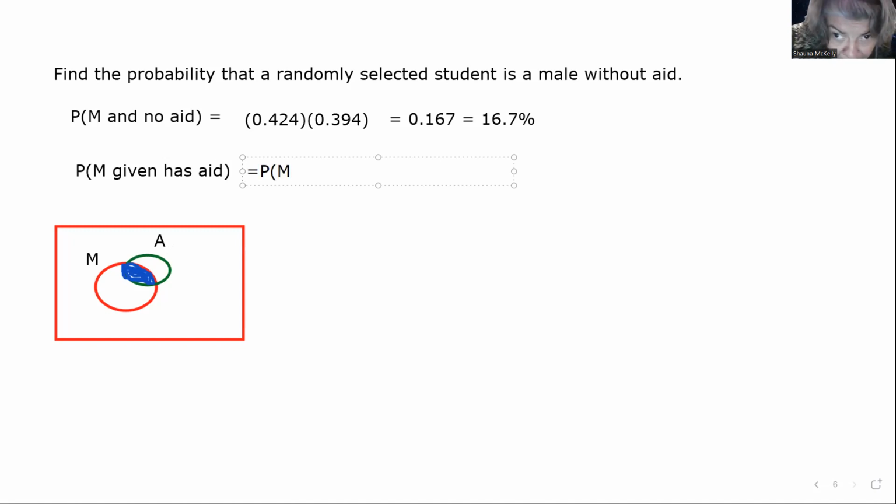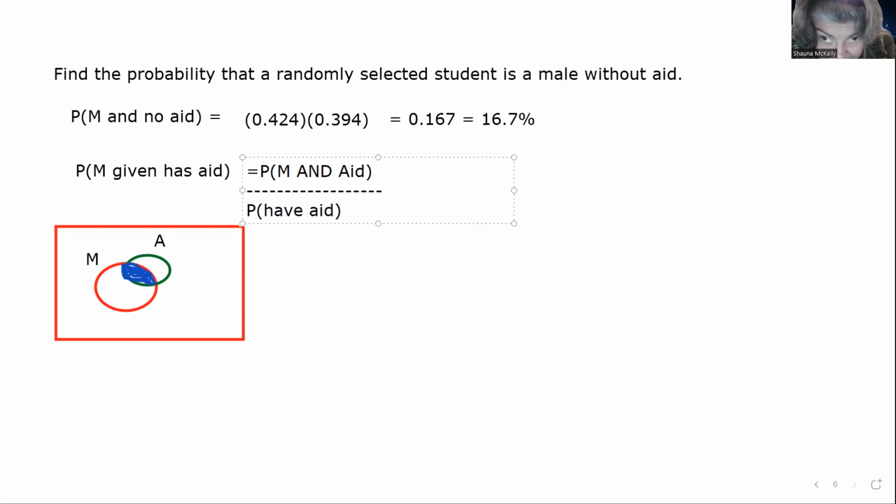If you were going to write the formula, you would write probability of male and aid, divided by... now where are you focusing? You're focusing on the green, the probability that you have aid. So we look at the probability of having male and aid, and then you divide by the probability to have aid in the first place.